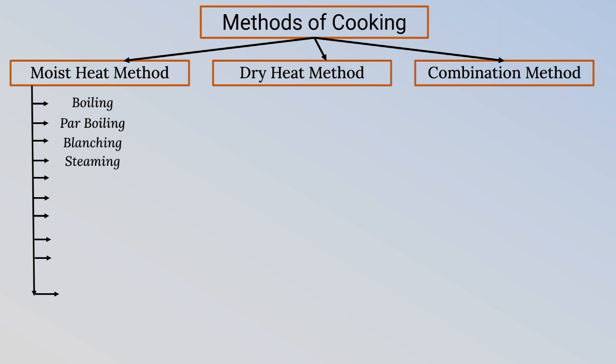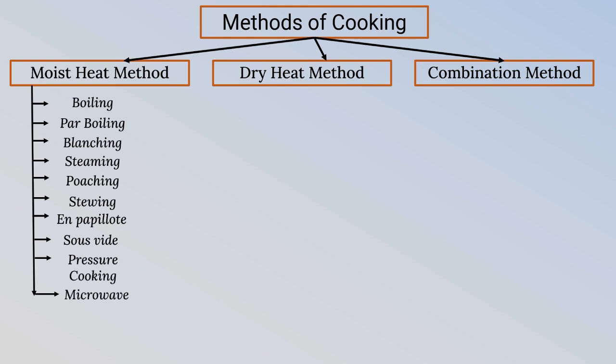blanching, steaming, poaching, stewing, en papillote, sous vide, pressure cooking, and microwave cooking. So this is the long list which comes under the moist heat method of cooking. That means in all these cases there is a concept of moisture through which heat is getting transferred. And we will clarify all these methods one by one in the following slides.